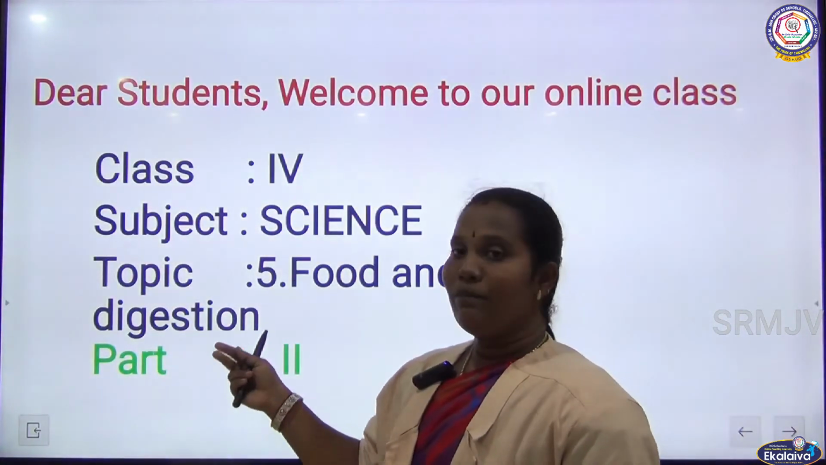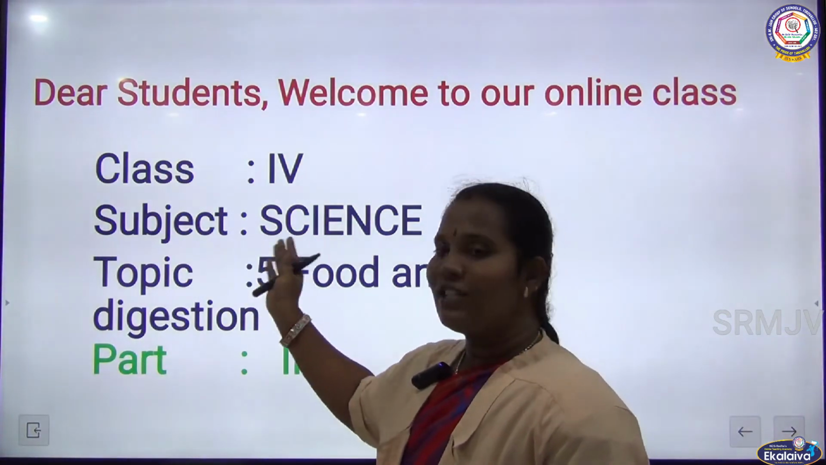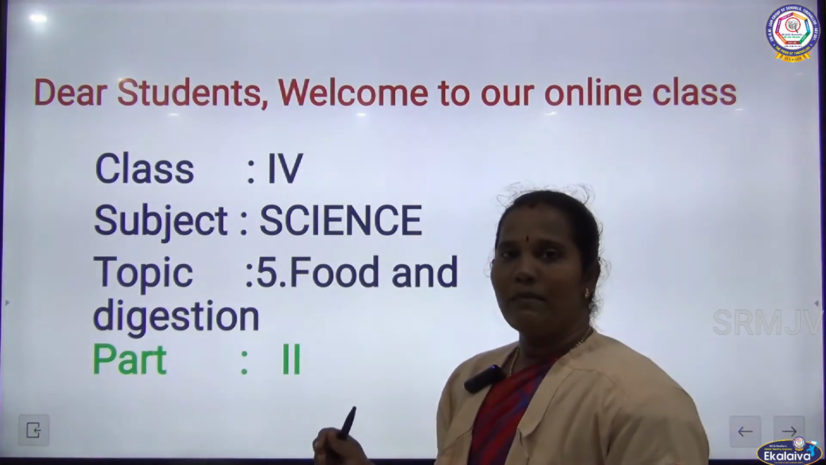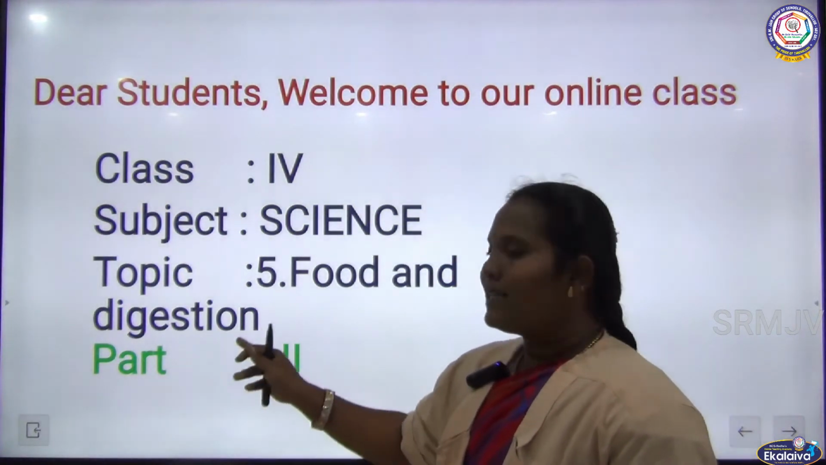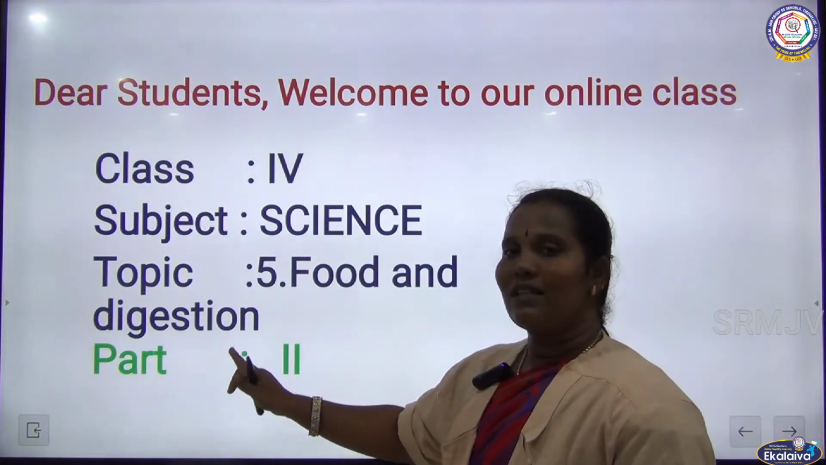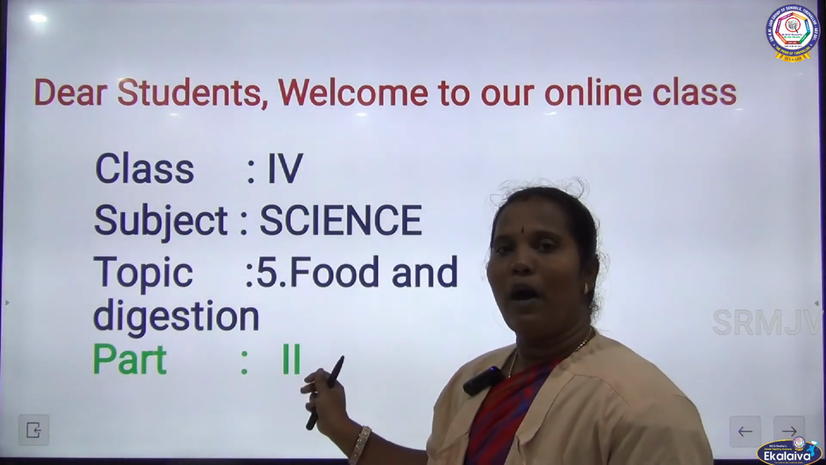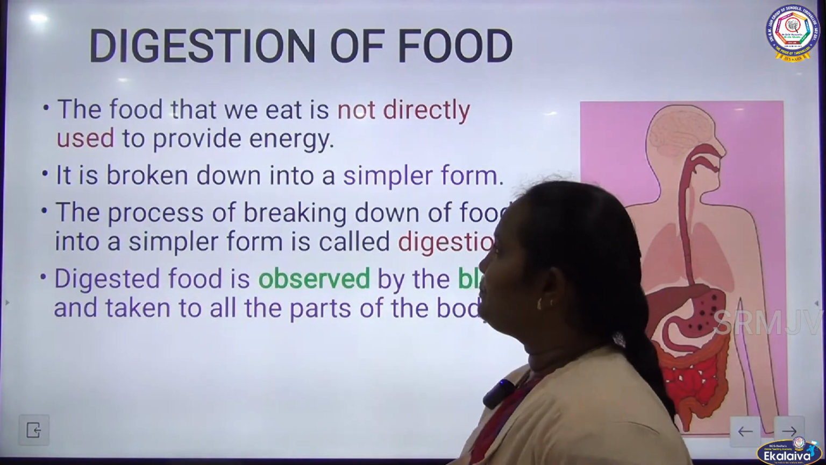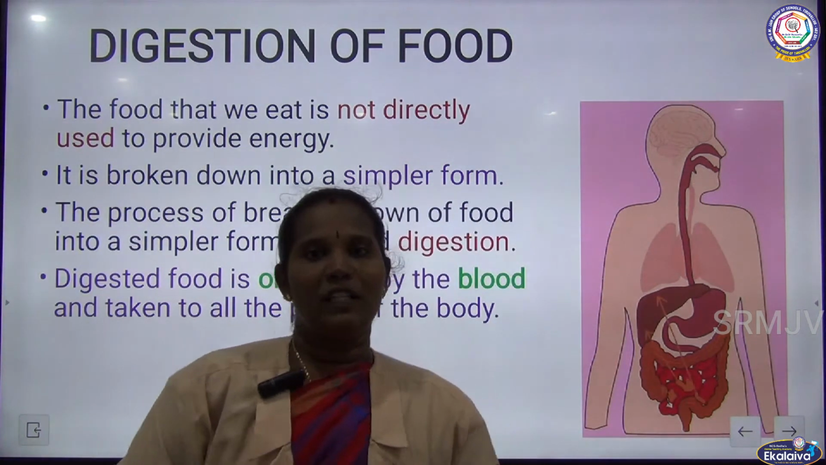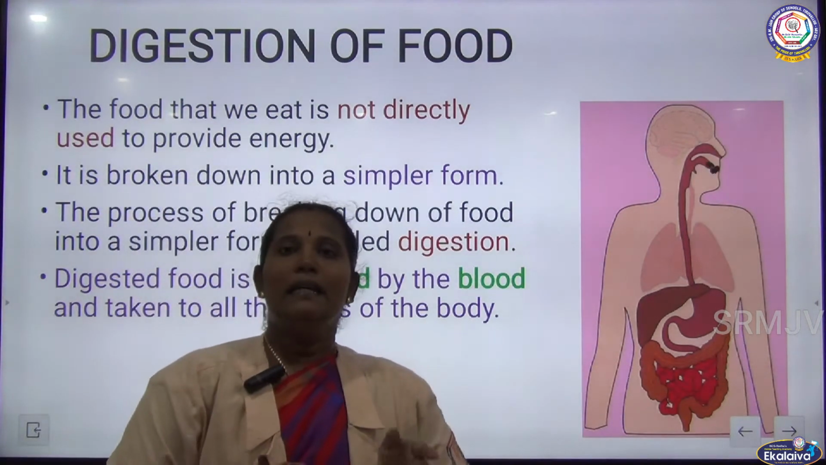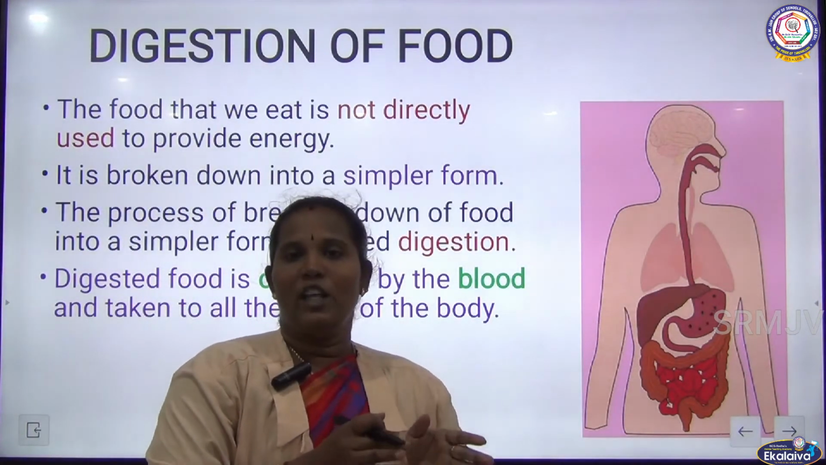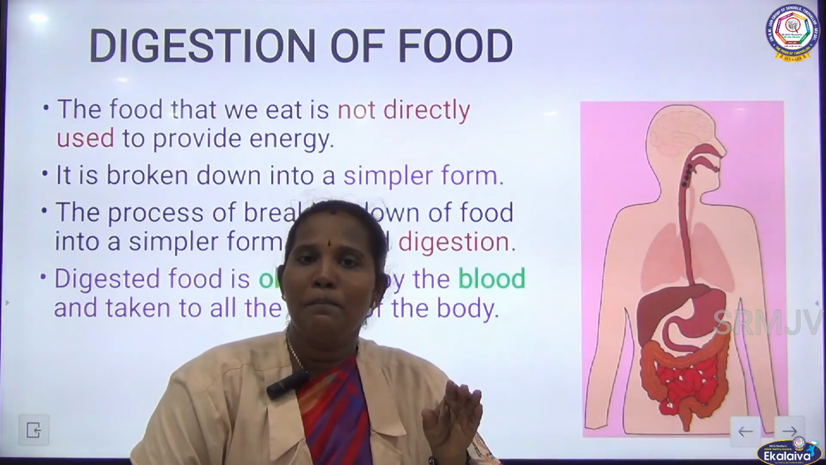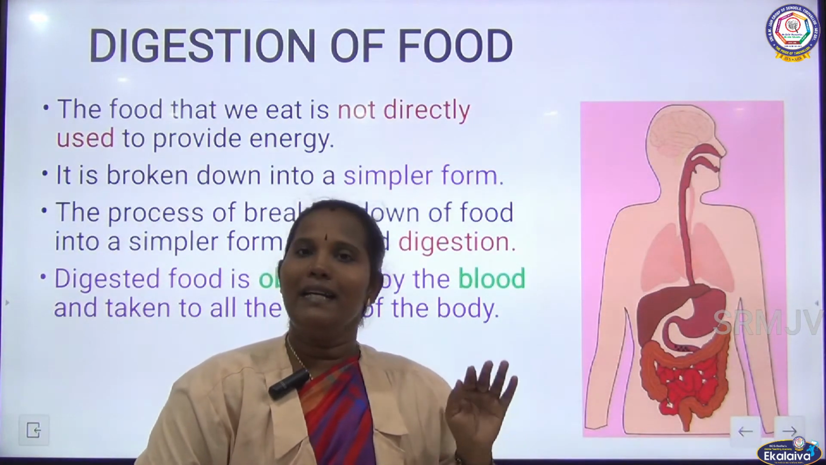Today we are going to see class 4, the subject is science, topic name is food and digestion. Yesterday we saw part 1 in the last class, today we have to see part 2. Digestion of food. What does digestion mean? Digestion means breaking down food, the complex particles, into simpler particles. That is called digestion.